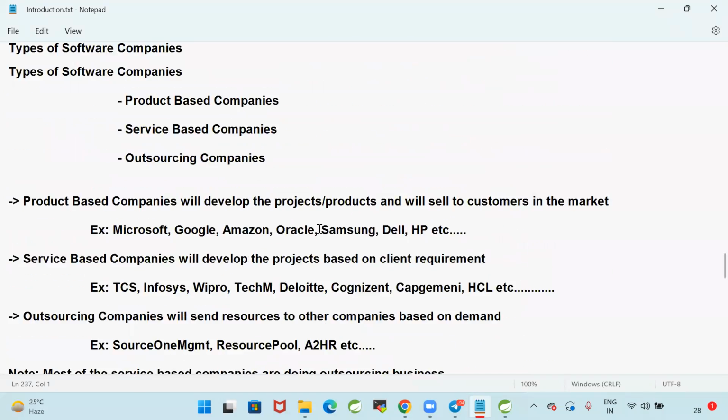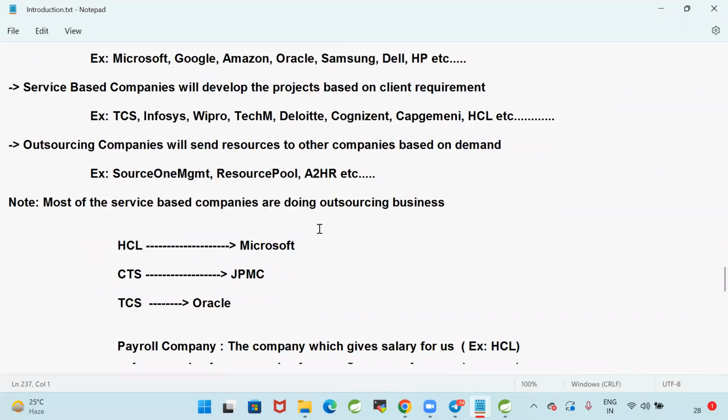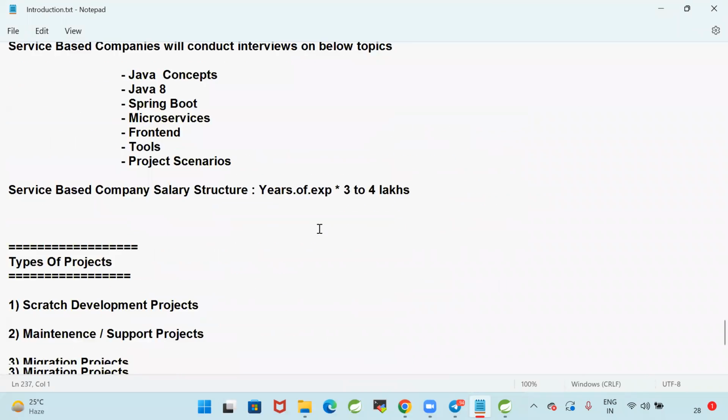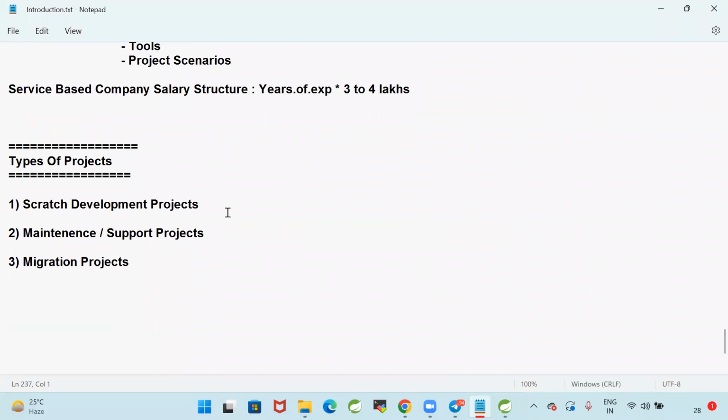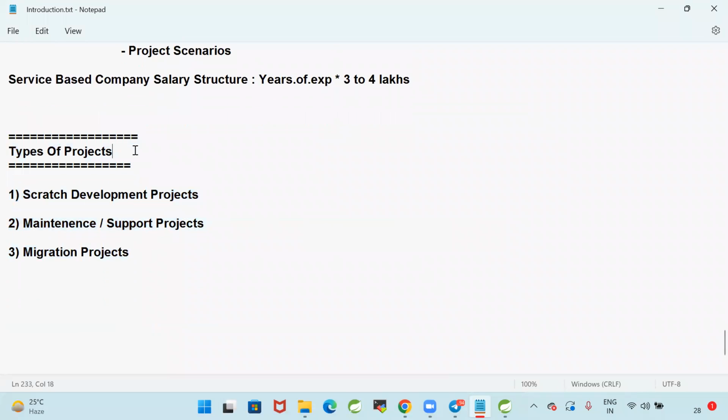Types of companies and the interview process in the companies, and how the salary structure will be there in the companies, and what type of projects will be available in the company. Tomorrow we will understand how the work culture will be there, how the work will be there in these projects in the company. We will discuss in tomorrow's session. Thank you guys.